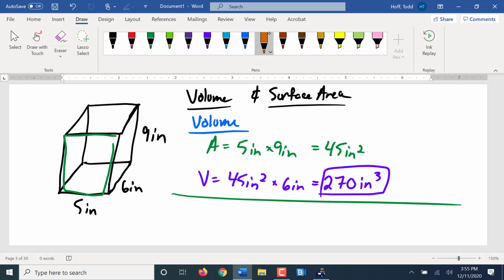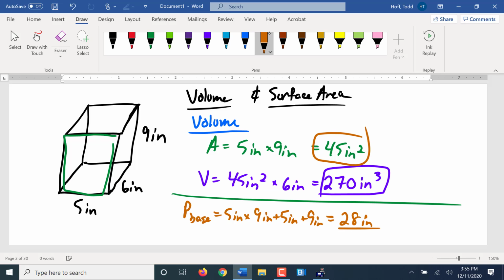For surface area, let's use the 45 square inches as the area of our base. We already have the area of our base. So our lateral area is going to be wrapped around this way now. So we'll use the perimeter of our base. Again, I realize a lot of you probably use the 5 by 6, but we'll use the 5 by 9. 5 inches plus 9 inches plus 5 inches plus 9 inches, which will give us what? 28 inches is the perimeter of our base.